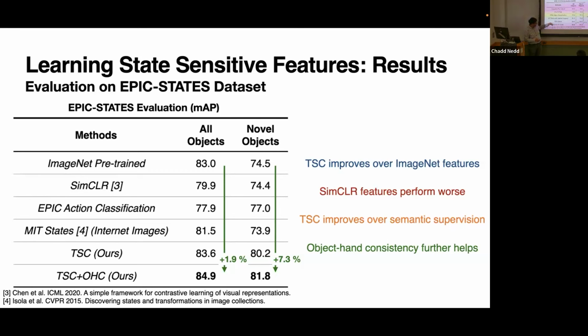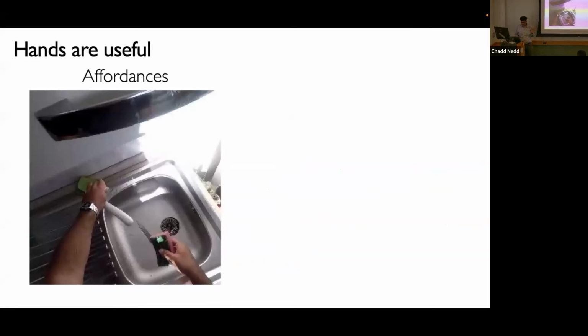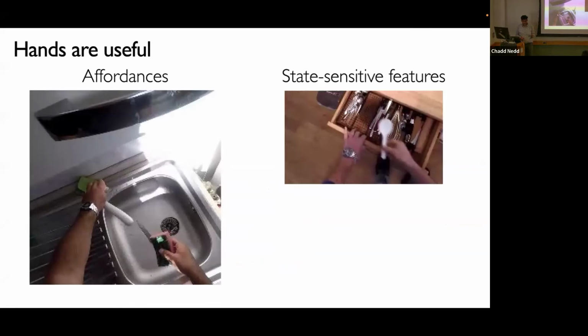Okay, good. So what I've shown you so far, hopefully, is that hands are useful, right? I've shown that you can use hands to predict affordances, which is where can I touch and how should I touch. I've also shown you that we can use hands to learn state sensitive features, right? Using this combination of temporal symmetry and objects.